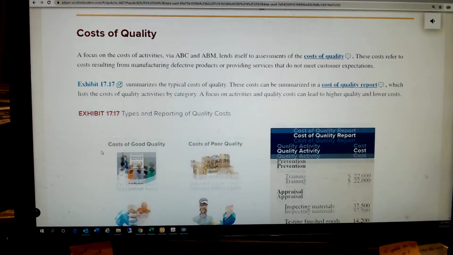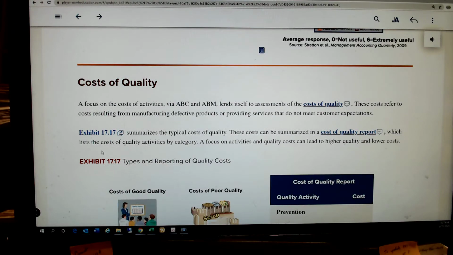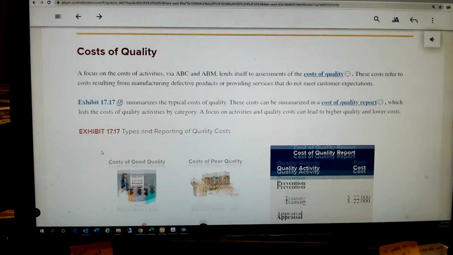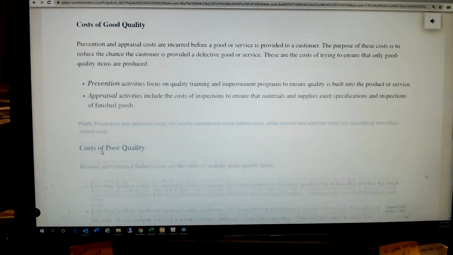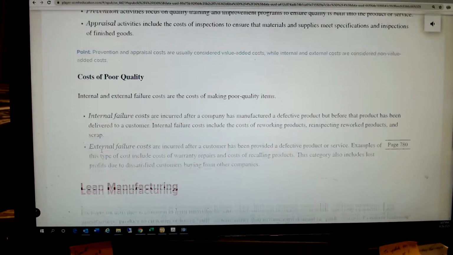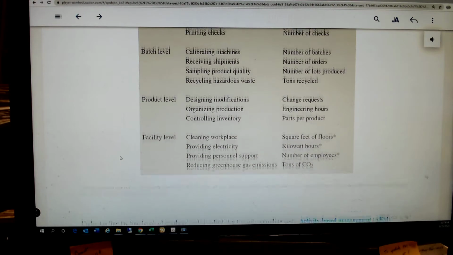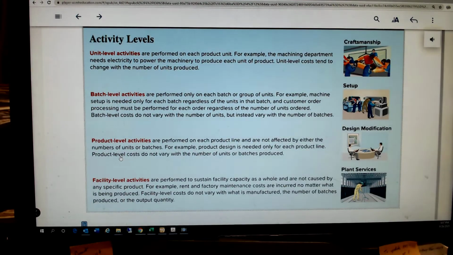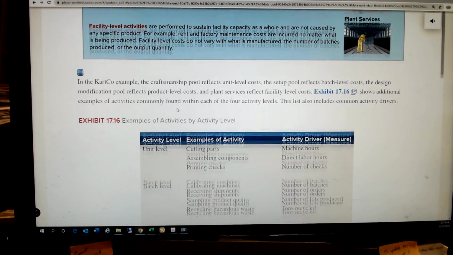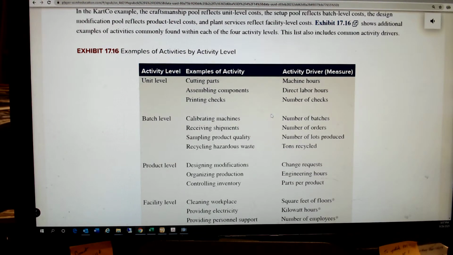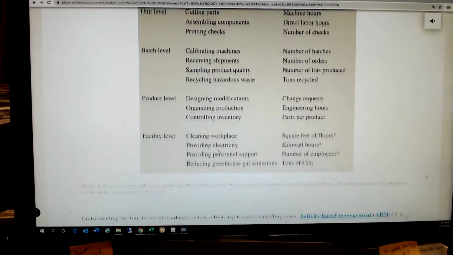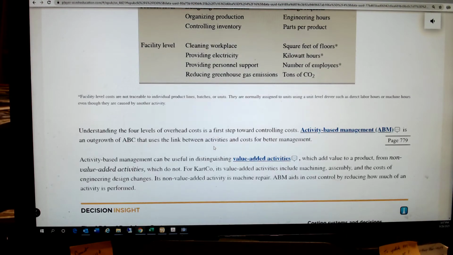We have a nice example here. You can probably stop studying right about there. I'm certain you would agree that that's enough right here. That's where I would stop, in this section. These are just examples of the unit, batch, product, and facility level costs. But that's where you can stop.